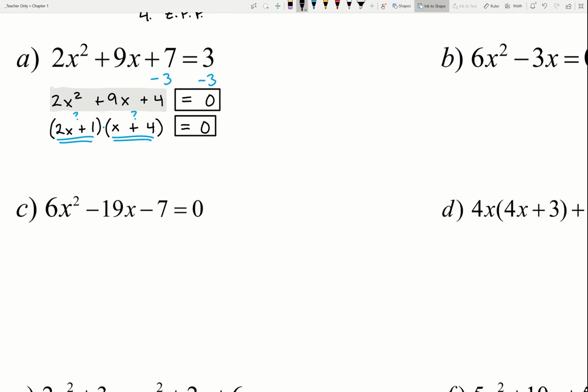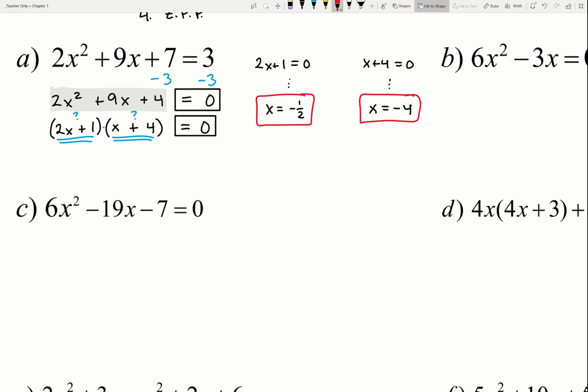We're just going to individually set these equal to 0 and then solve them. So 2x plus 1 equals 0, in which case if you solve that, you're going to get x is equal to negative 1/2, and then the other factor equals 0. So x plus 4 equals 0, solve that, you would get x is equal to negative 4, and these would represent your two answers for this equation, okay?